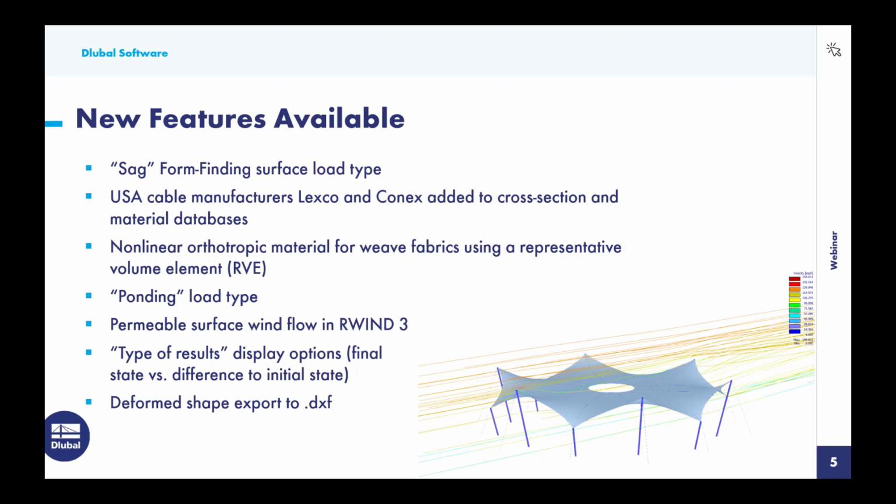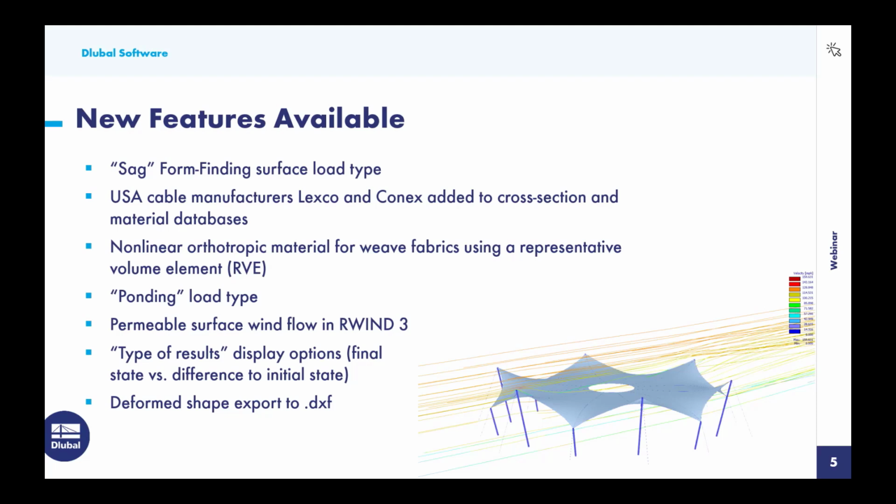We also have introduced a new surface load type called ponding. This is really powerful for our fabric tensile structures in that the program will automatically determine the low inclination areas that are subjected to the accumulation of rain loads.